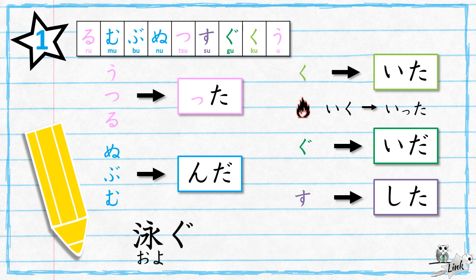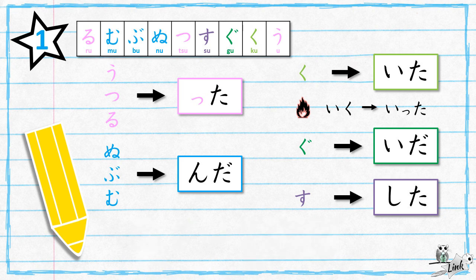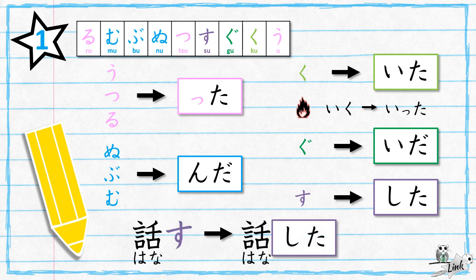Keep it up. Oyogu, to swim. The final gu is replaced with ida. Oyogu becomes oyoida, I swam. Last example, hanasu, to talk. So how would you say I talked? Replace the final su with shita. Hanasu becomes hanashita, I talked.